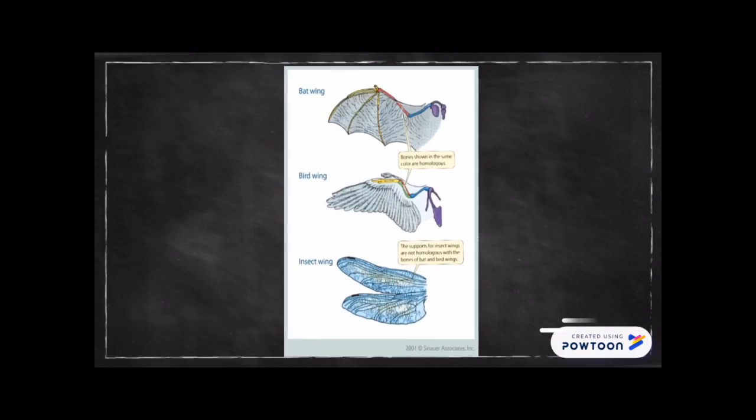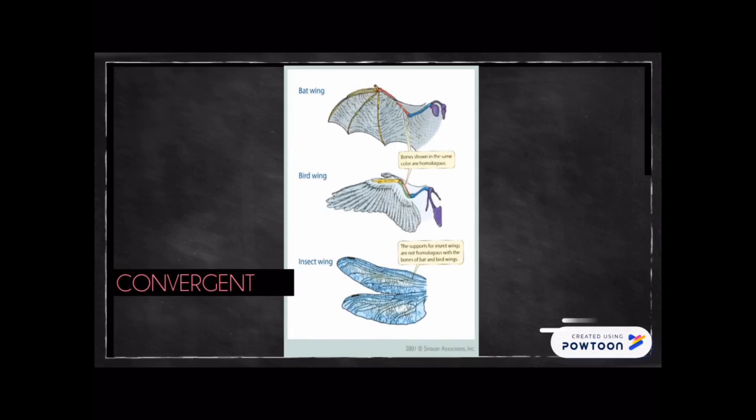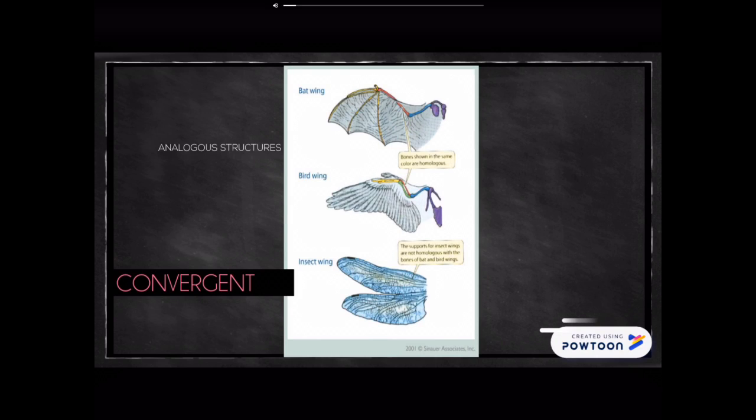Example, analogous structures. That shows, for example, how a bat wing, a bird wing, and an insect wing are very much alike and look very familiar, although they do not come from the same common ancestor.